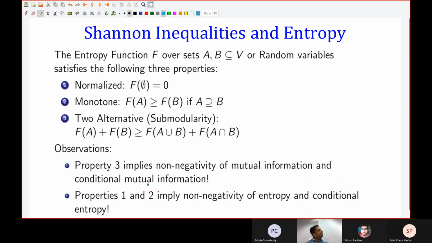Now, property 3 implies non-negativity of mutual information. Why? In fact, it implies non-negativity of mutual information and conditional mutual information both. So I'm going to leave this as homework for you. You have to think about it.